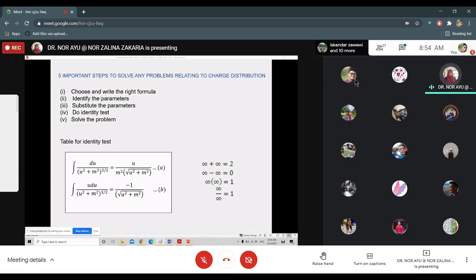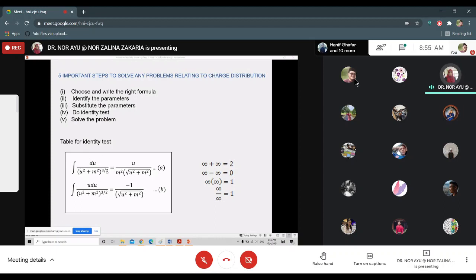And then when you have all the parameters, you need to substitute them inside the equation again. Okay, and then this identify-and-substitute test is just how you solve the problem. So we have these integrations in a form something like this. To make things easier, it is given to you.